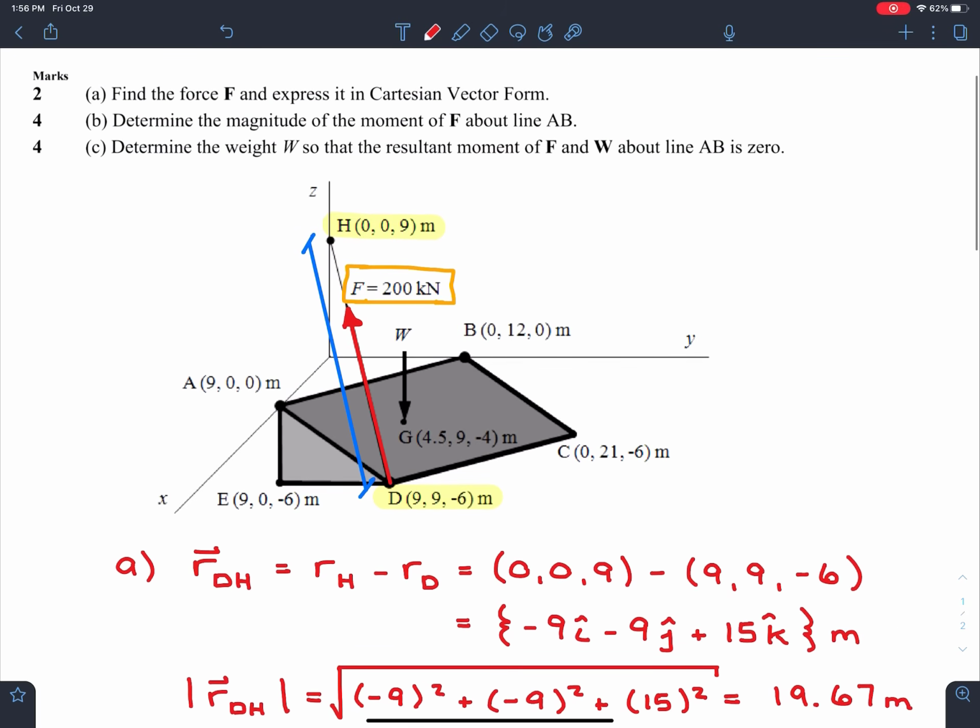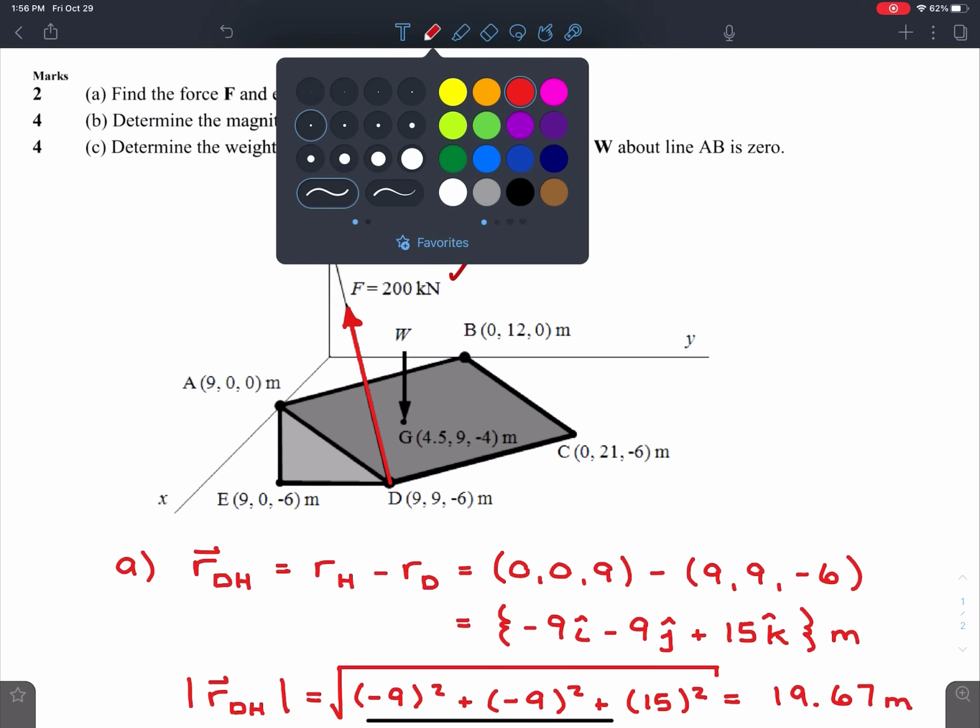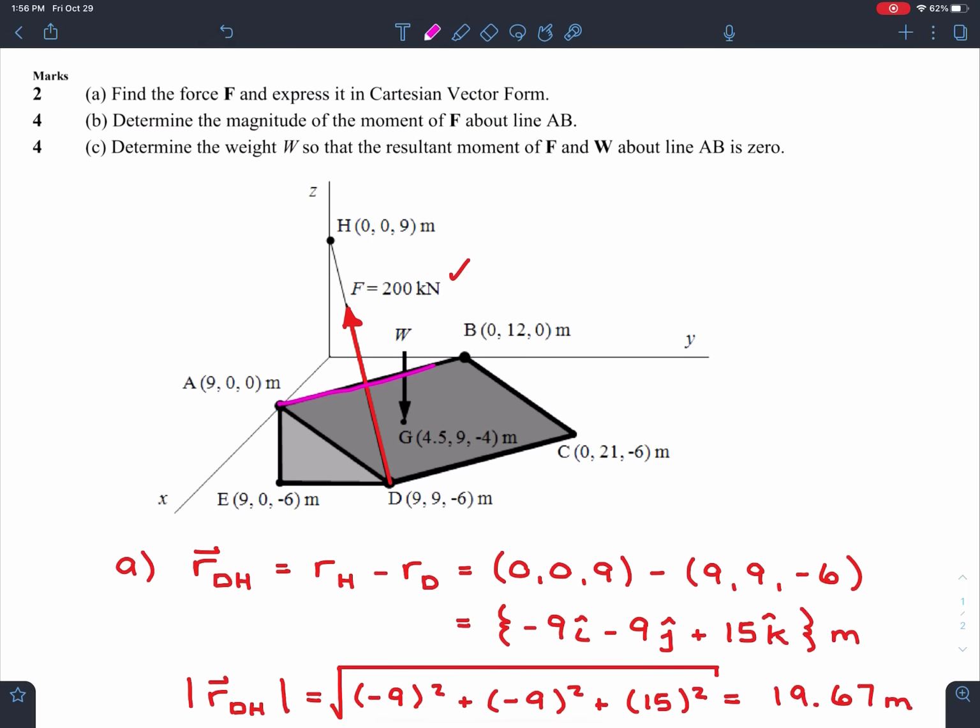Now, if we look at part B, it says determine the magnitude of the moment F about the line AB. So I'm going to erase a couple things because we don't want to confuse ourselves. Erase this. So basically, we now know what F is in Cartesian vector notation. I'm going to put a little check mark there. Now the question says we now have a line AB. So I'm going to highlight it in pink. A line AB. And what the question wants is the magnitude of the moment created about this line.